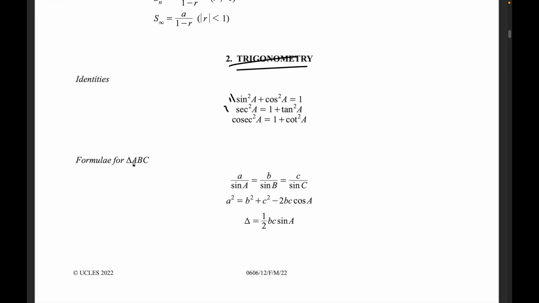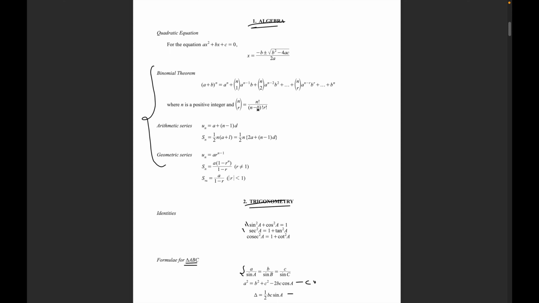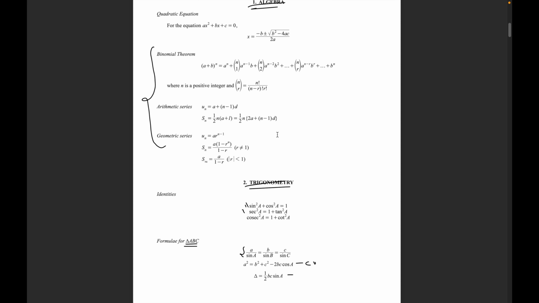And then we'll have the formulas based on triangles. The first one, the second one is called the cosine rule. This is the sine rule, and this is just a rule. Okay, that's it. You'll be given 14 formulas, so make this useful and use it to your advantage. And yeah.